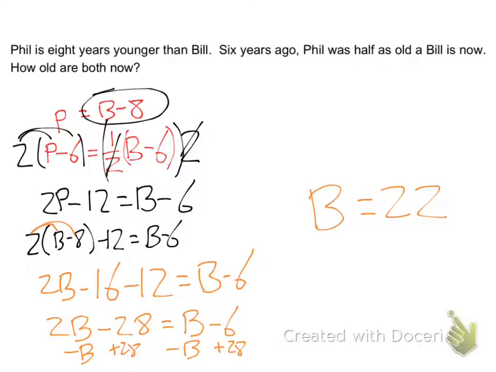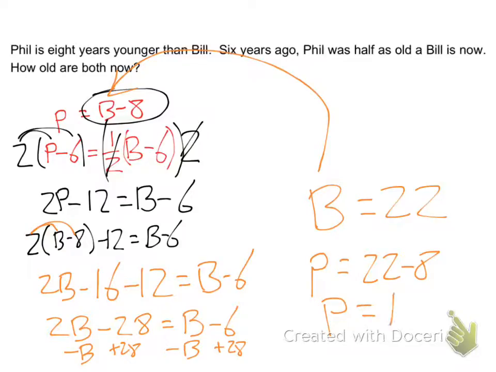Here's the cool thing. We can take that B value and plug it in there to solve for Phil. Because Phil is B minus 8, 22 minus 8. 14. He's 14. Who names their kid Phil? Okay, so Bill is 22 and Phil is 14.